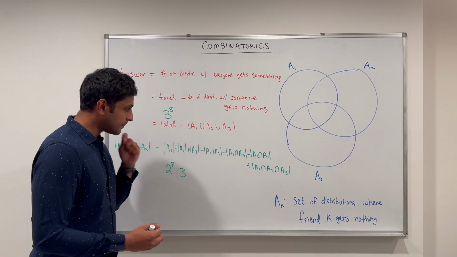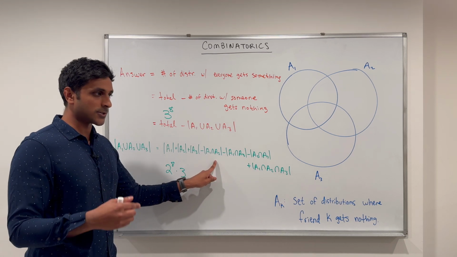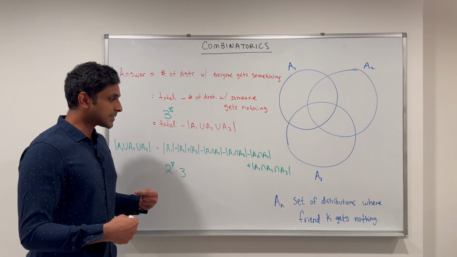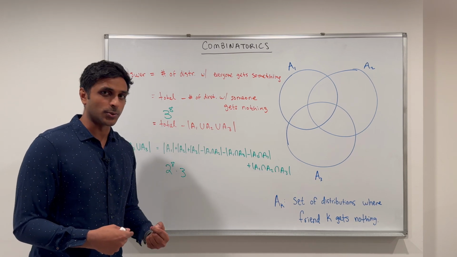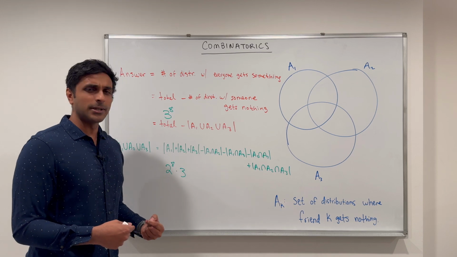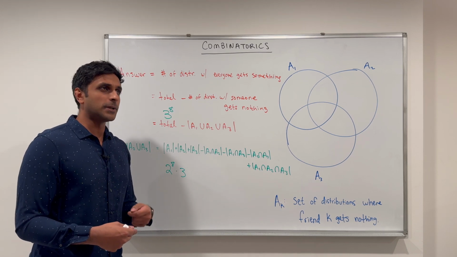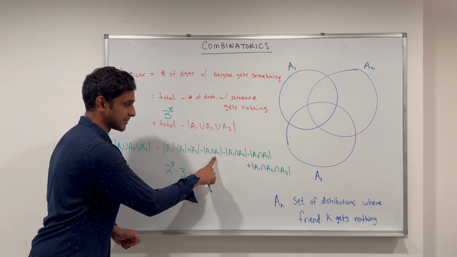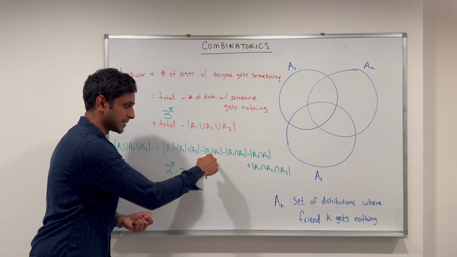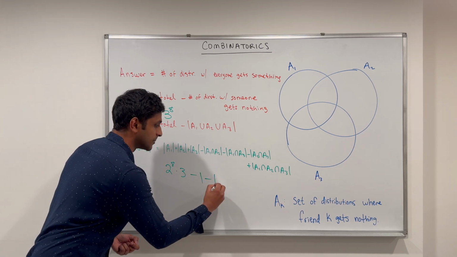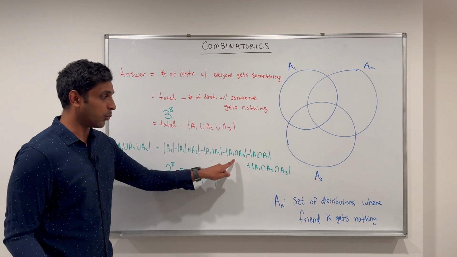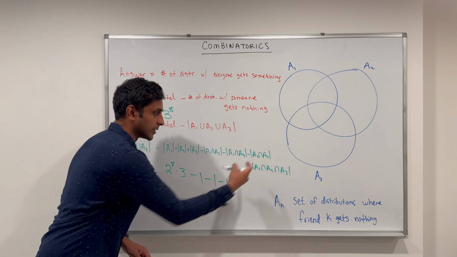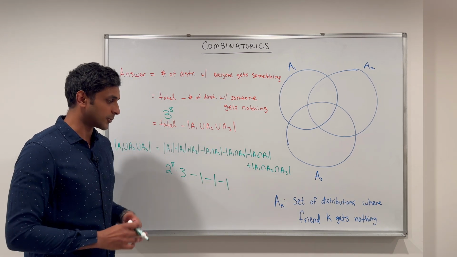And now, okay, we want to subtract out the intersection. So what does A1 intersect A2 mean in context? It means that friend 1 and friend 2 get nothing. Well, how many distributions satisfy that? That would mean everything goes to friend 3, and that's 1 distribution. So minus 1 for that, there's only 1 distribution in that set. And similarly, there's going to be 1 distribution in that set. For 1 and 3 to get nothing, you need to give everything to 2. That's 1 distribution. And then same thing for A2 intersect A3.